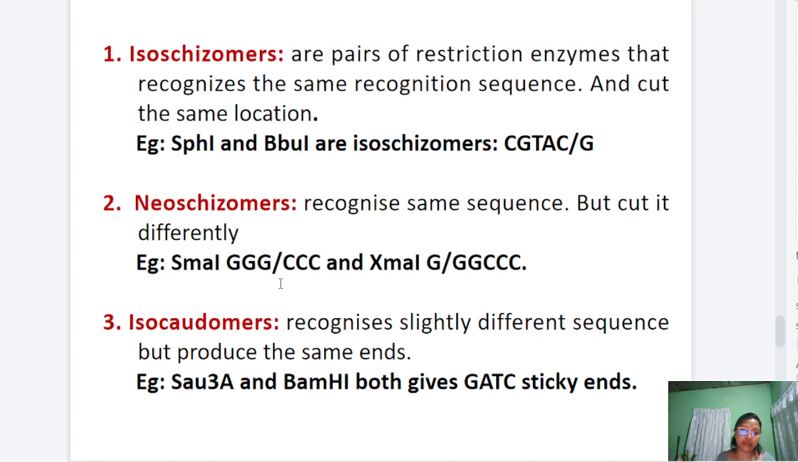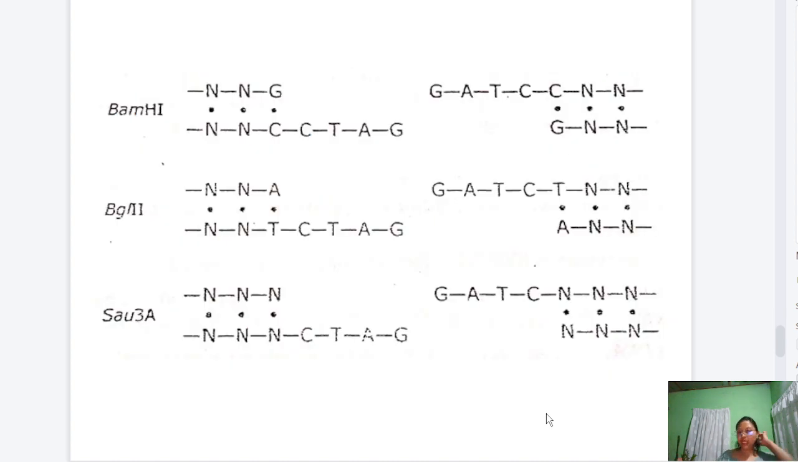The last type of enzyme are isocaudomers. What are isocaudomers? They recognize slightly different sequences but produce the same ends. We will see with some examples. For example, we have Sau3AI and BamHI. Both give GATC sticky ends. Okay, this is the best example. If you look at this figure, you will see that N stands for any nucleotide.